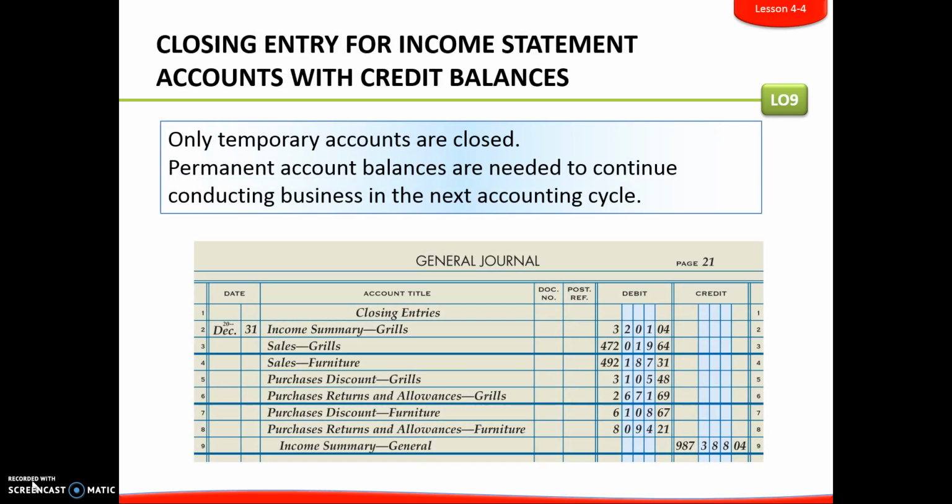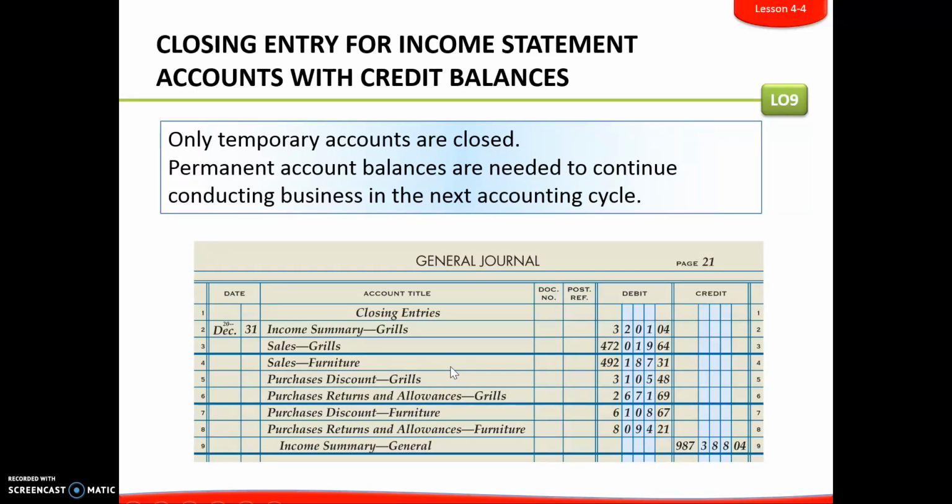So all we're going to do is take a quick look at our closing entries. This, of course, is the one that closes our income statement accounts that have credit balances. So remember, Income Summary Grills actually has a credit balance, but in order to close it, we have to debit it. Same thing for our sales and our purchase returns and allowances for both grills and furniture. Those are those contra cost accounts we were talking about.